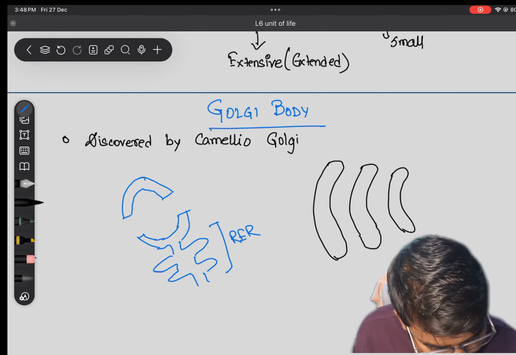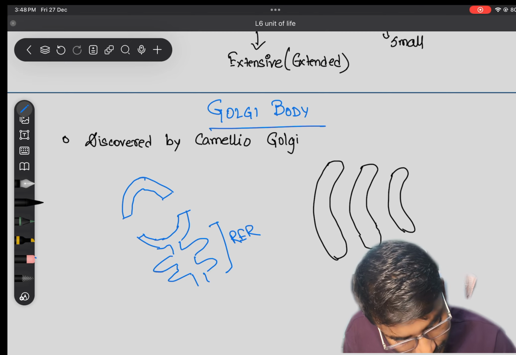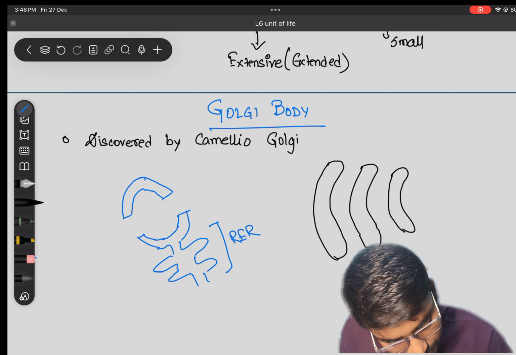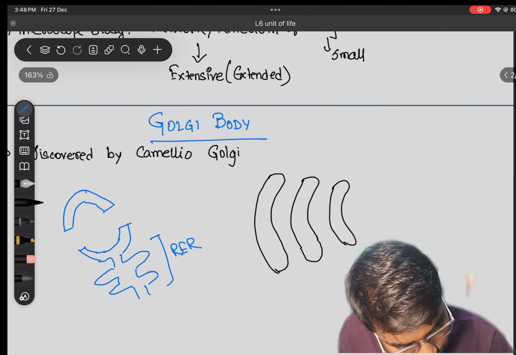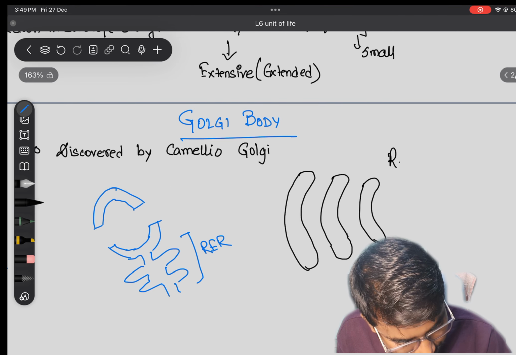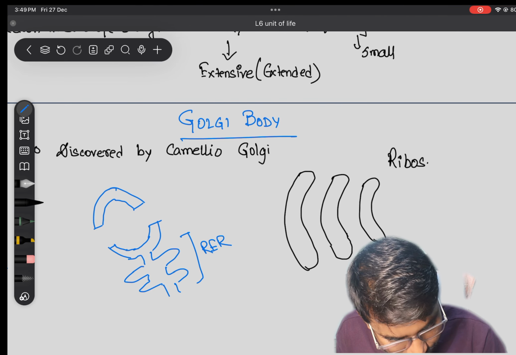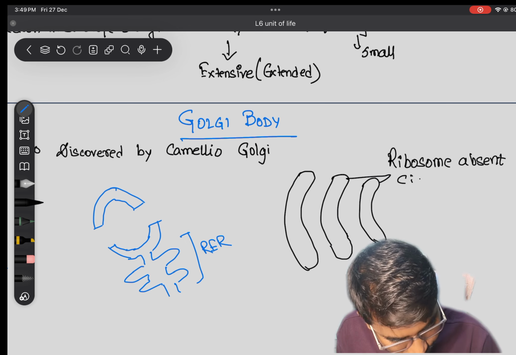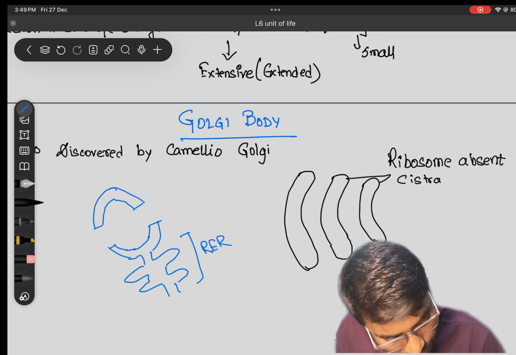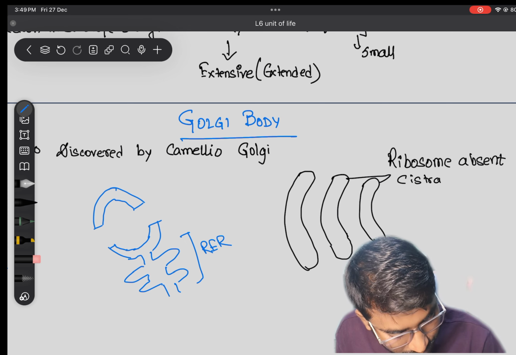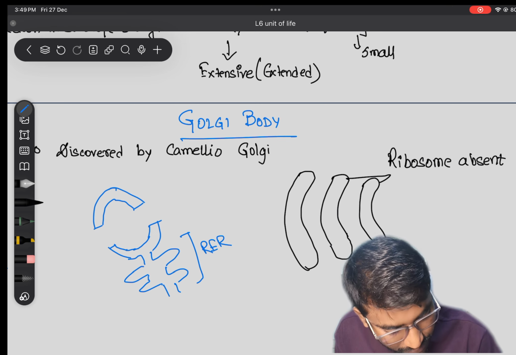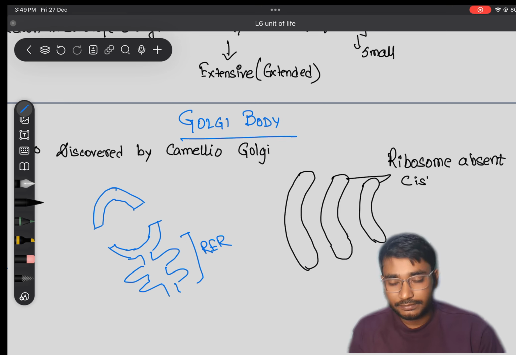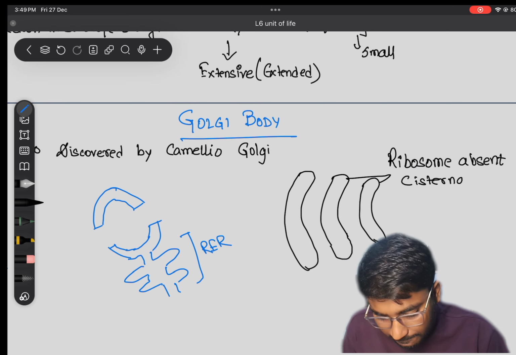Okay, here the ribosomes are absent. See, ribosome absent. These are cisternae. Ribosome absent, cisternae. Here ribosomes are absent.